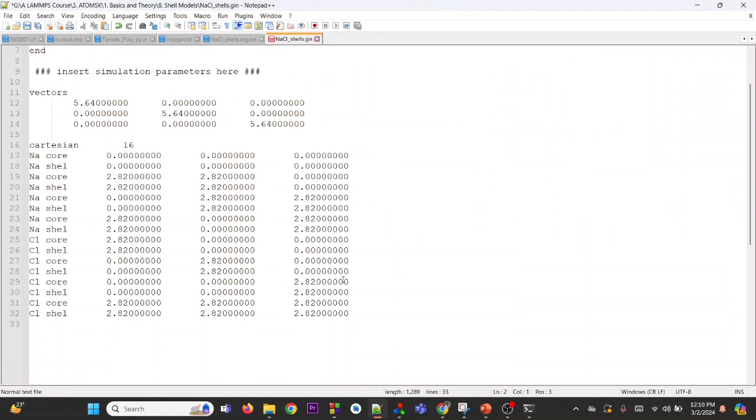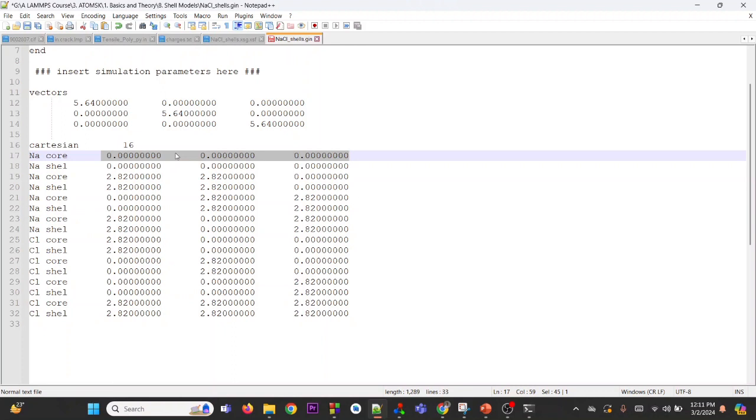Now if you want to look at the output, you see in this output there is the position, or the information, of these cores: sodium core, sodium shell. So there are 4 sodium cores, which means that there are 4 sodium atoms and 4 chlorine atoms along with the shells for those particular cores. And these 3 columns mainly indicate the XYZ position of the particular cores and shells.